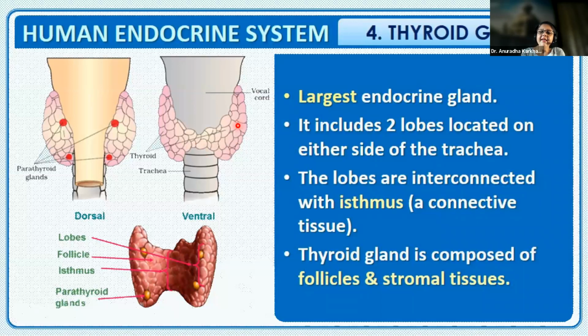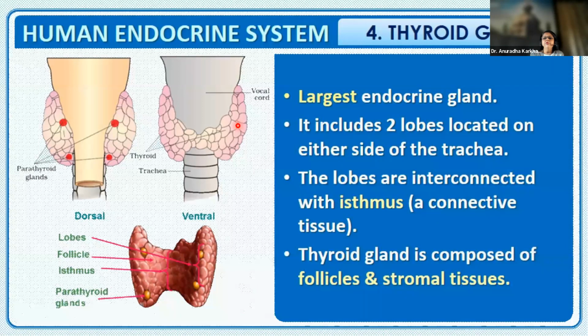The lobes are interconnected by a connective tissue, which is going to be called isthmus. Please remember this word, isthmus. So if these are the two lobes, and these are the junctions, then the junction part will be made up of the connective tissue, and that particular part will be called isthmus.